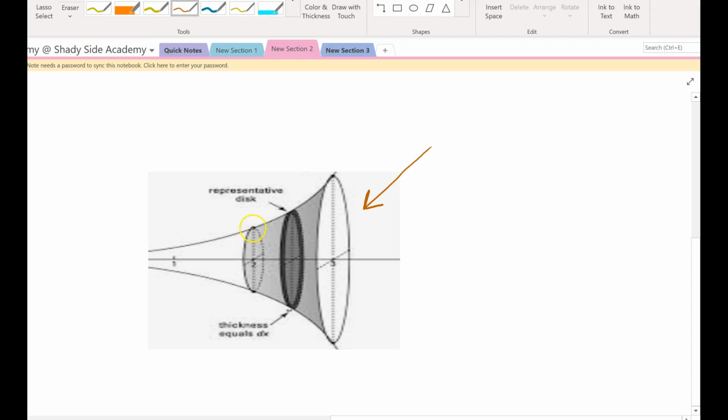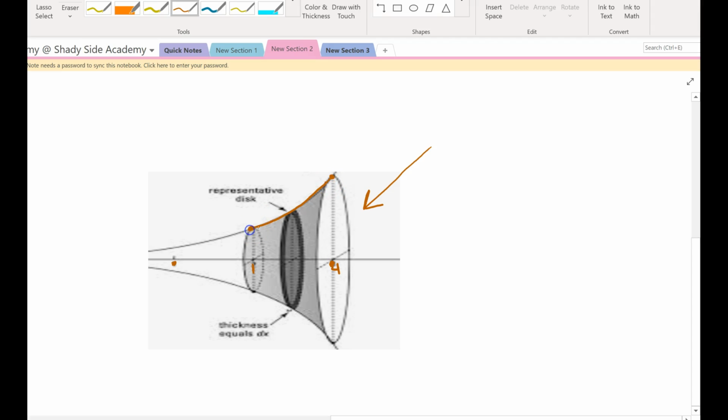This here, of course, is my function f of x, right? Ignore these x values because they chose different x values in the picture, but I chose from 1 to 4, right? So here's x equals 1, here's x equals 4. And you'll see that they do a very good job of rendering this solid. This is called a solid of revolution.